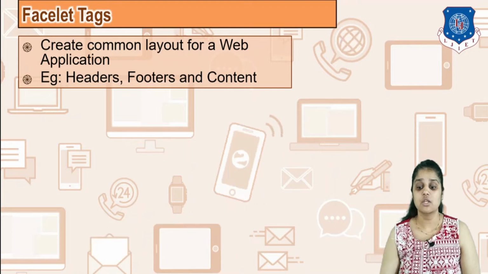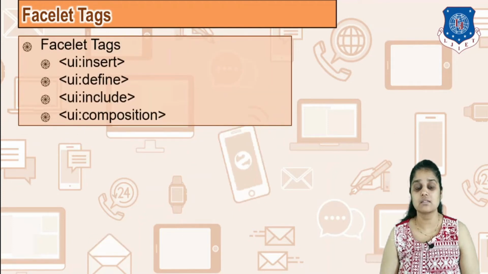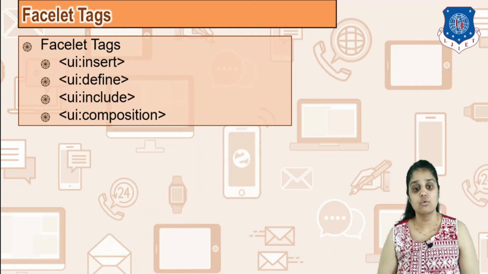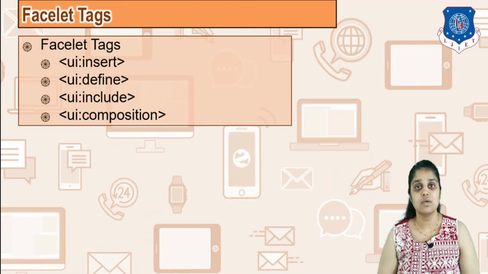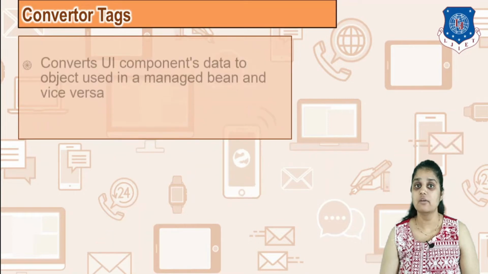So in these Facelet tags, we are going to study the four basic Facelet tags. The first one is insert, then define, then include and composition. So these are the various tags that we are going to see in the Facelet tags. Next we shall move on with the converter tags.